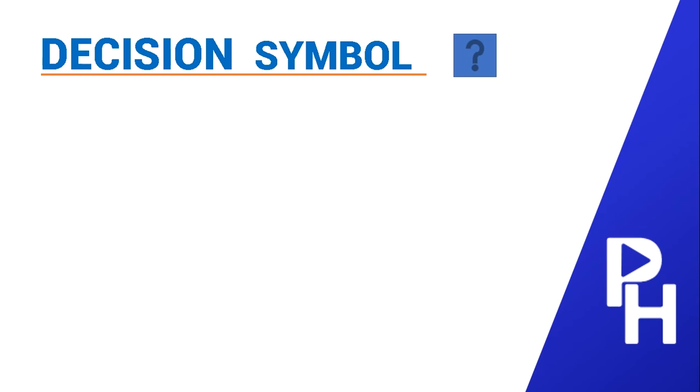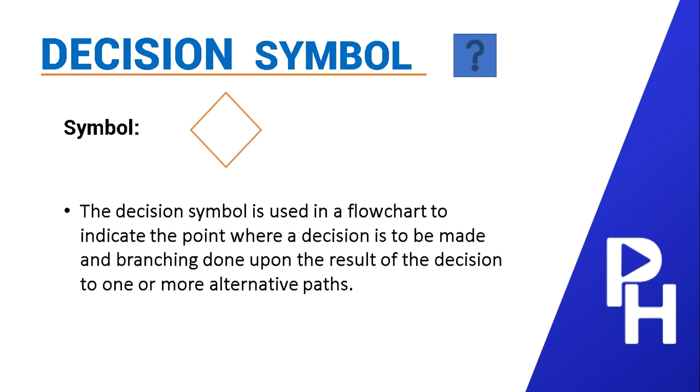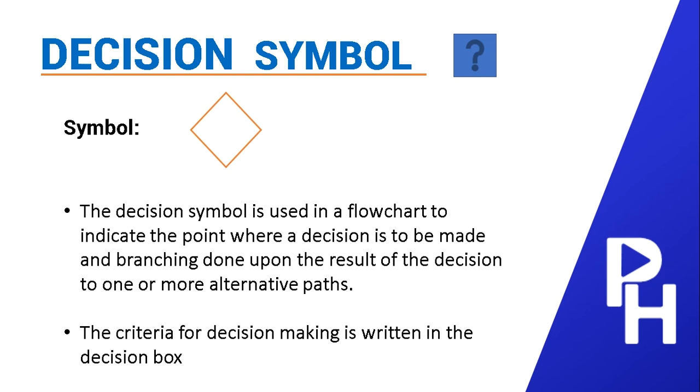The next is the decision symbol, a diamond. The decision symbol is used in a flowchart to indicate the point where a decision is to be made, branching based upon the result of the decision to one or more alternative paths. The criteria for decision making is written in the decision box. Later on, you will see an example of a complete flowchart.